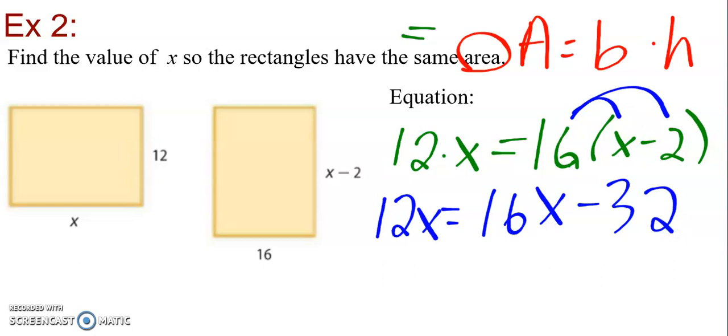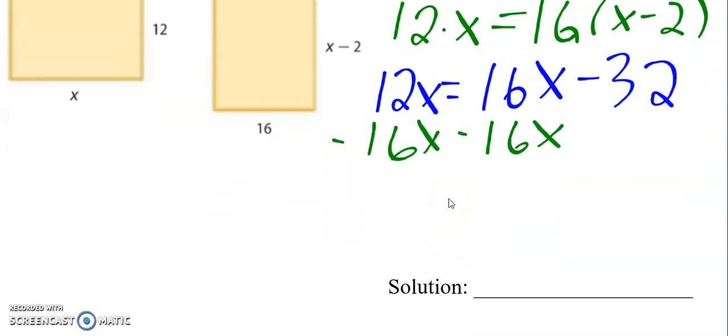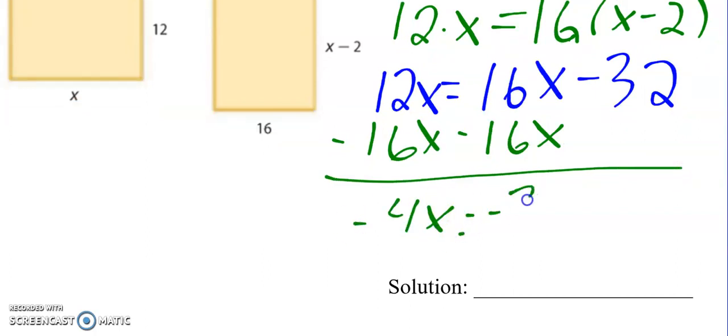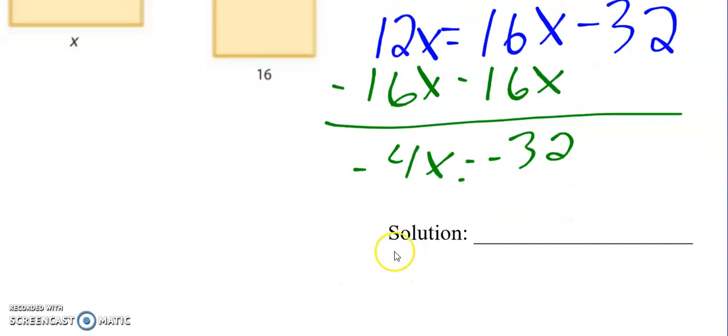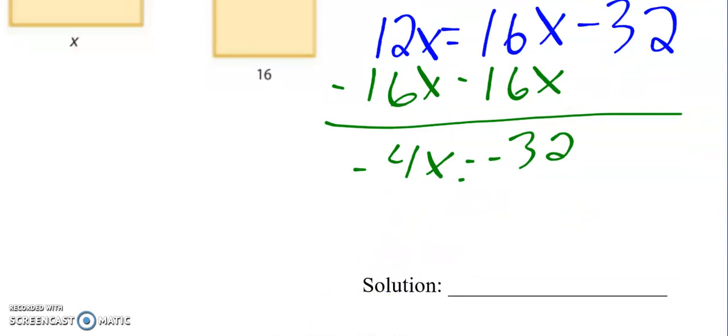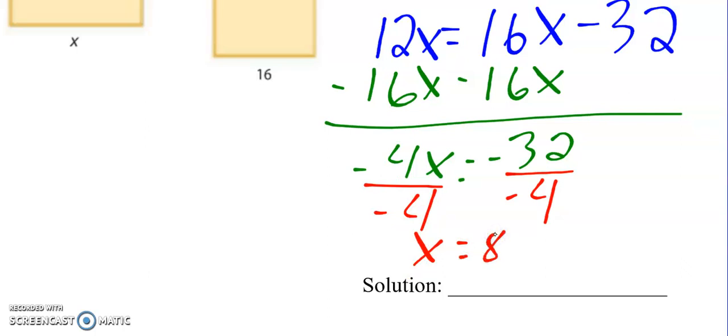All right, so my next step here is to subtract 16x from both sides. I know that's not the smaller one, but I can't have this by itself. So we got negative 4x equals negative 32. And the final step here is going to be to divide. So divide both sides by negative 4. And negative 32 divided by negative 4 is positive 8. And they just told me to find the value of x. So my solution really is just x equals 8.